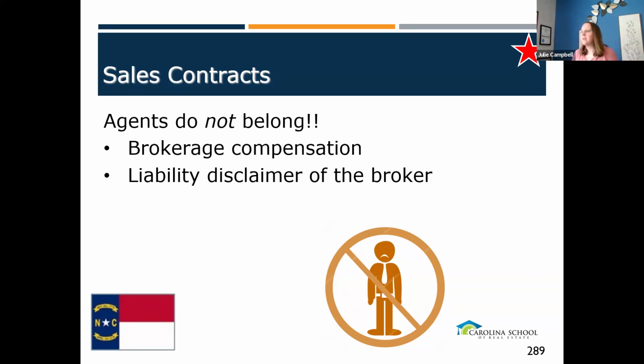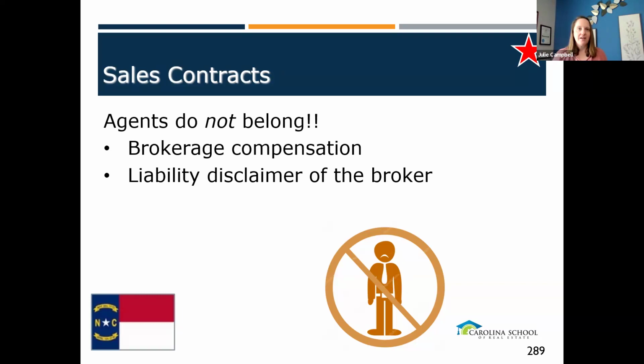Specifically, we cannot make any reference whatsoever in the sales contract to our commission, bonuses, referrals, kickbacks, whatever you want to call it. No compensation whatsoever. Would it surprise you if I told you there have been cases where an agent slipped themselves a $500 bonus in the contract, nobody caught it, everybody signed it, and then they tried to enforce it?